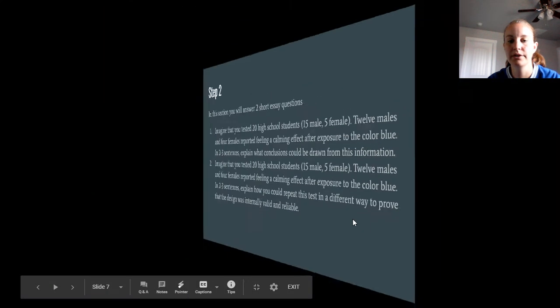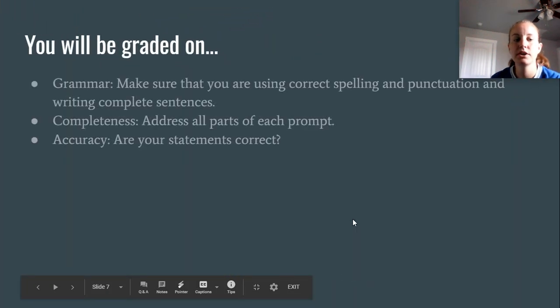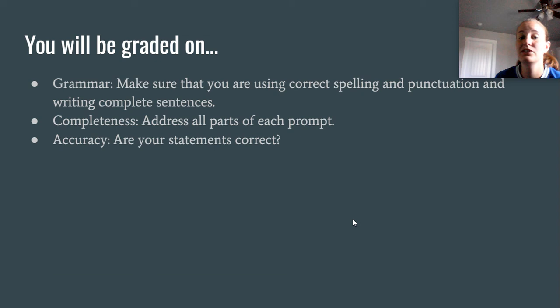This is how you will be graded. So first, grammar. I want you to make sure you're using correct spelling and punctuation and writing complete sentences. So it's important for you to double check. If you're a psychologist and you're turning in a research paper, if you have a lot of errors, people wouldn't take you very seriously, right? And so you're pretending to be a psychologist right now. You want to make sure that you're getting your spelling right, your grammar looks good, your punctuation, and complete sentences. Please don't just put bullet points. Let's put these in sentences.